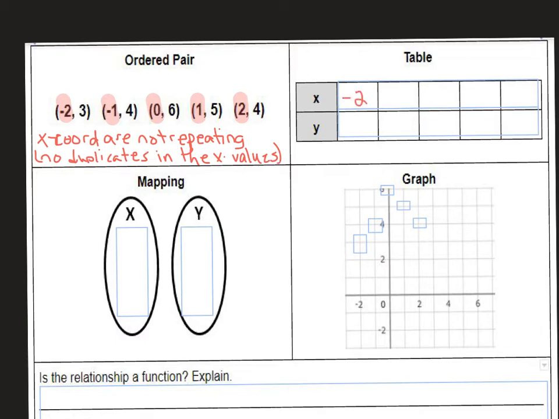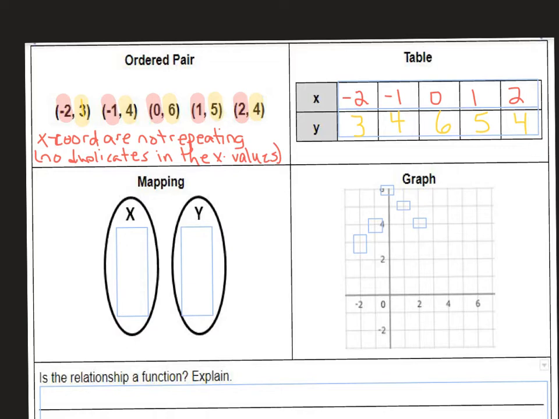So what I'm going to do now is take that ordered pair and represent it in a table: -2, -1, 0, 1, and 2. I'm going to match up the y values, using my yellow highlighter. My y values are in yellow, my output values, and I'm going to go ahead and write those down. -2 is paired with 3, -1 is paired with 4, 0 is paired with 6, 1 is paired with 5, and 2 is paired with 4.